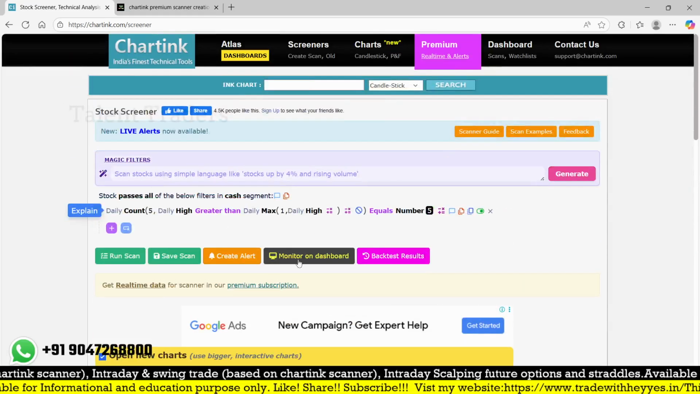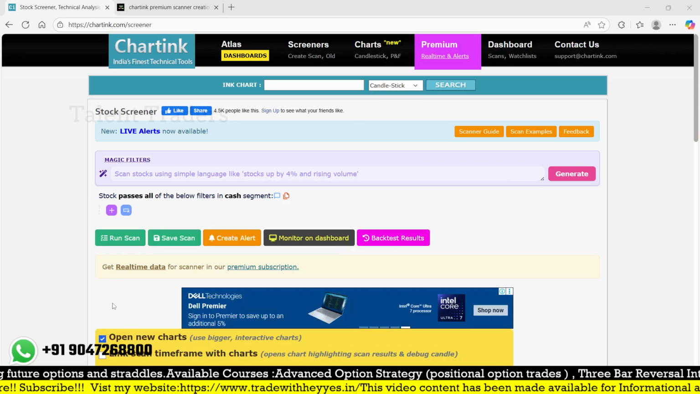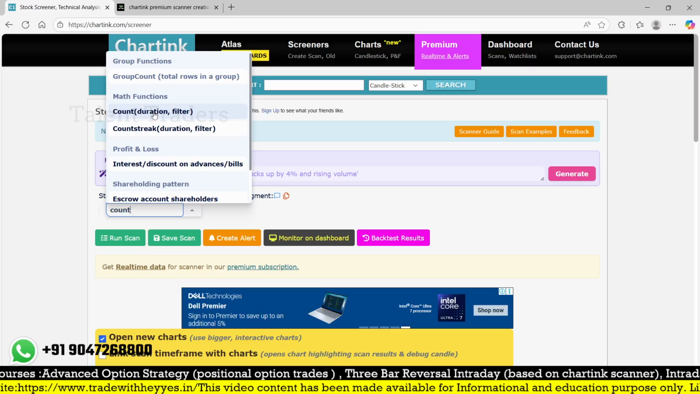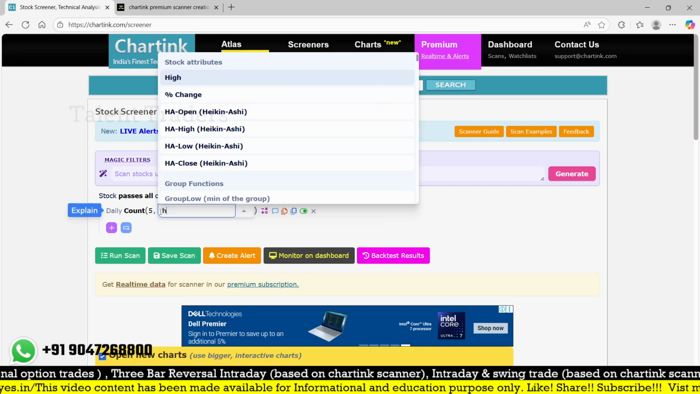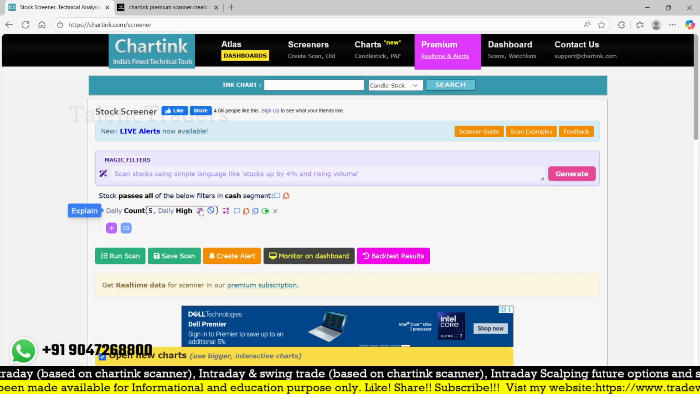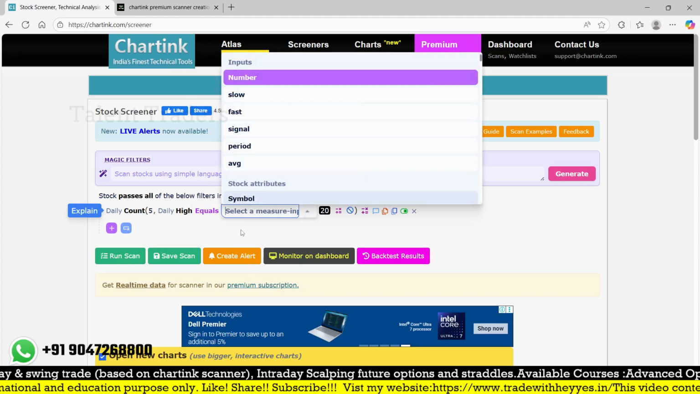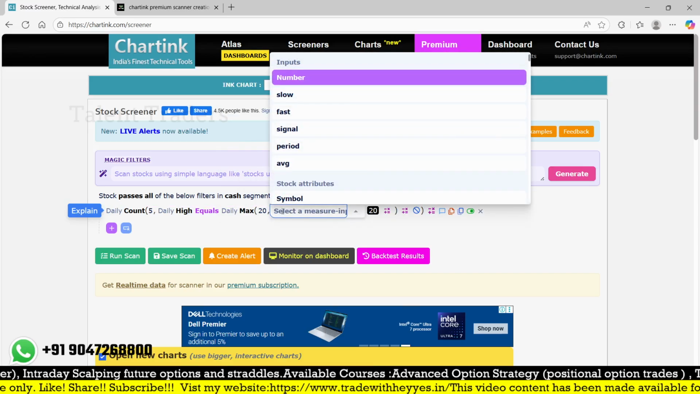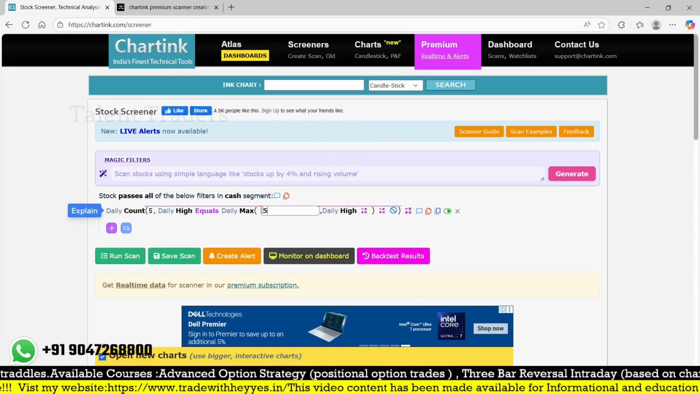Why some issue? Just a second, try to create a new one. So with the count function, we are counting 5 days, the highest one which you are going to find. Okay, so this 5 days high must be equal, instead of greater than, it should be equal. So for a highest level we use maximum, and for the lowest level we use minimum. Okay, so maximum. So here 5 days high.